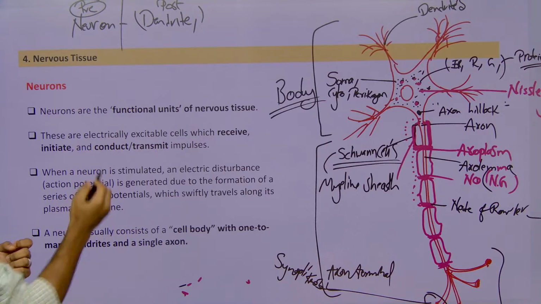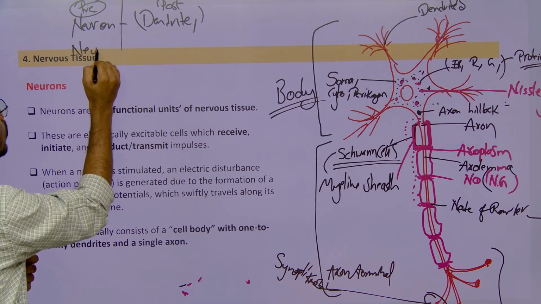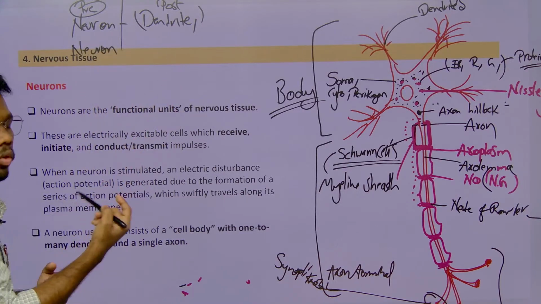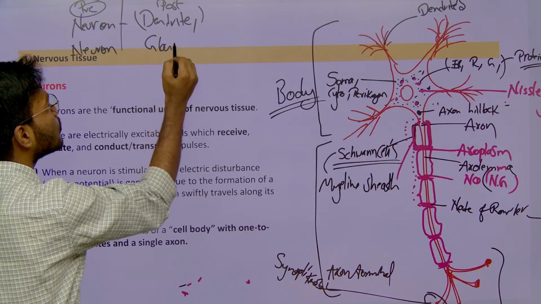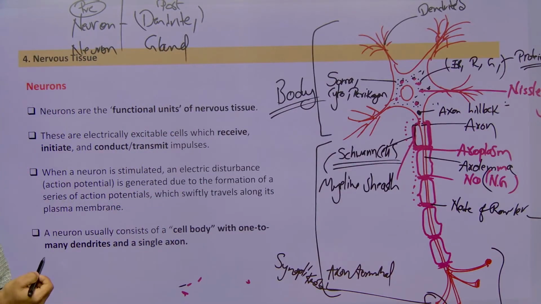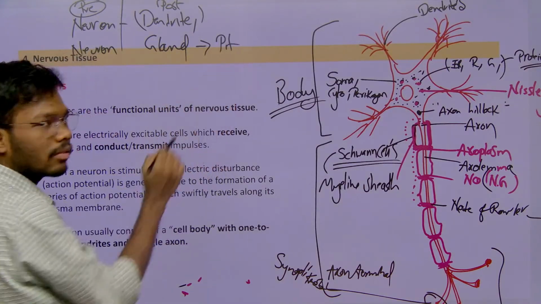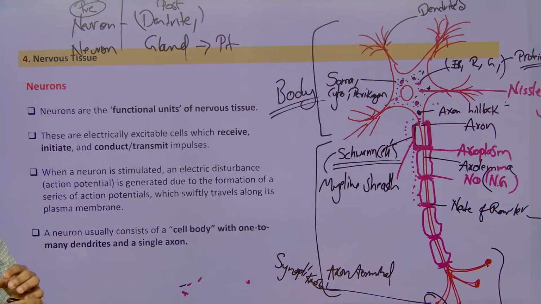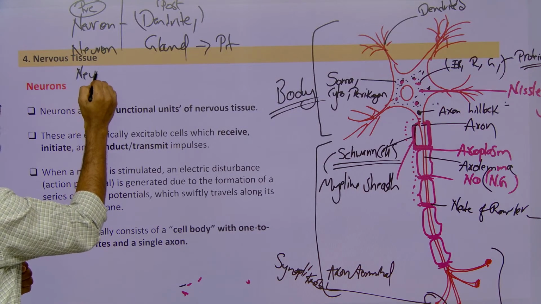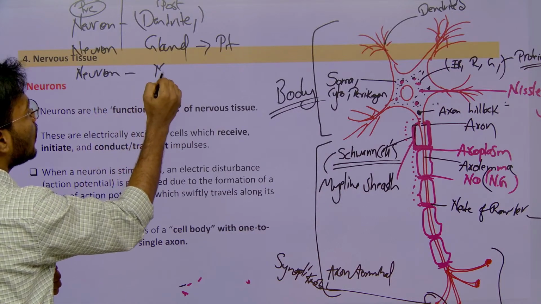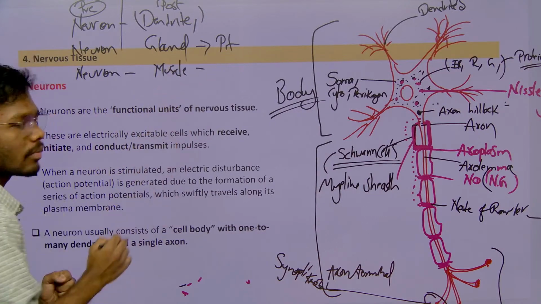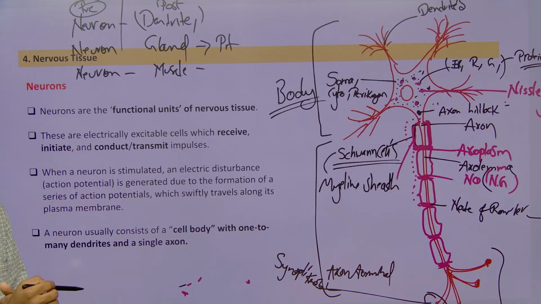And in the second case, this is also a neuron, but here it is not a neuron, it is a gland. Then it is called a neuroglandular junction. We have a good example in the pituitary gland. From neurons it is connected to a gland, so neuroglandular junction. And in the third case, here it is a neuron, and here it is muscle. This is called a neuromuscular junction.